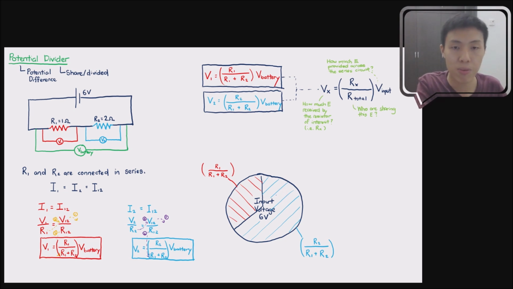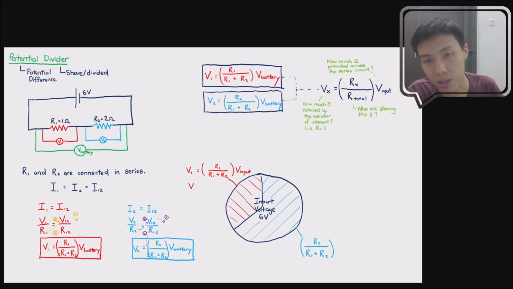So if we multiply by V input, which is 6 volt, let's say this is 1 over 3, right? So this is 1 over 3. This whole piece of cake is maybe 3 joule, or 6 joule of energy. So if you take 1/3 of it, 1/3 of it will be 2 joule of energy. So this will be V1.